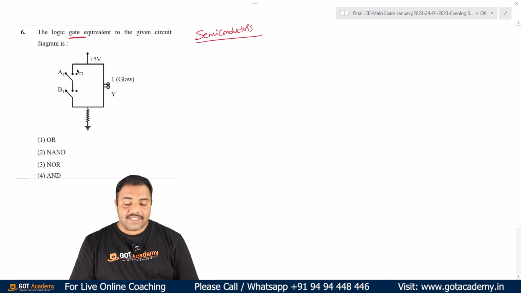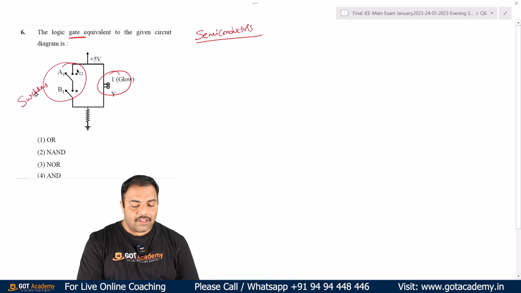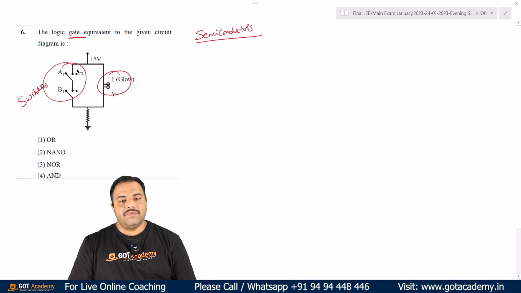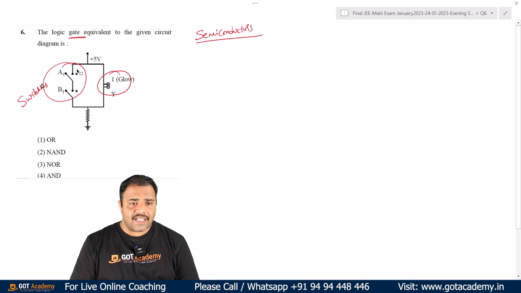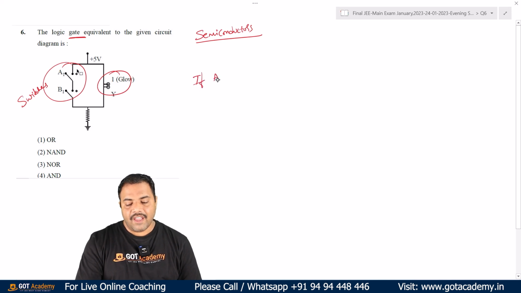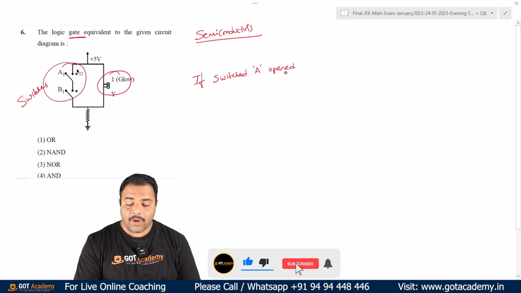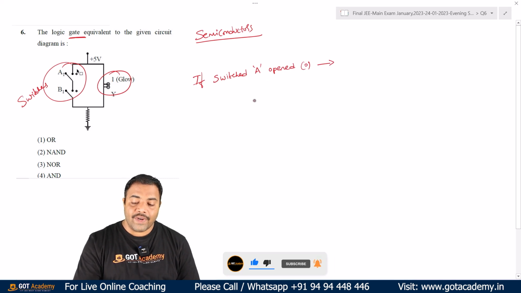Now observe carefully what is happening. The bulb is there on the right side. Switches are there on the left side. So what happens is that if switch A is opened, then the current through it is 0. Opened in the sense you have to say 0. A is 0, then current through it is 0.